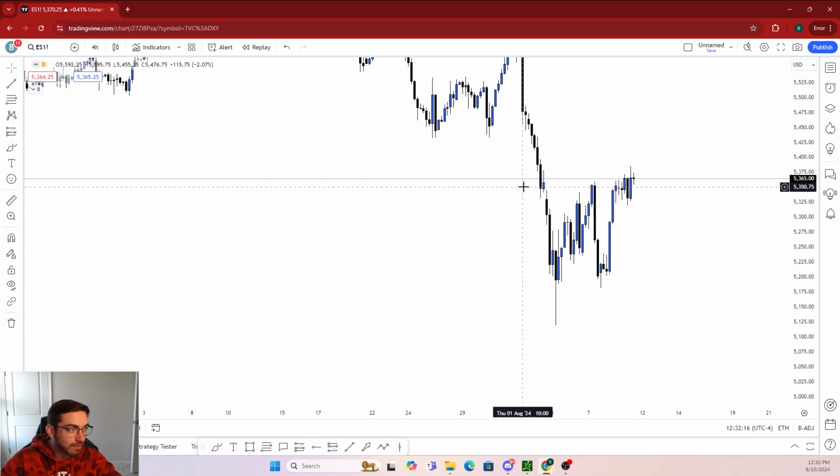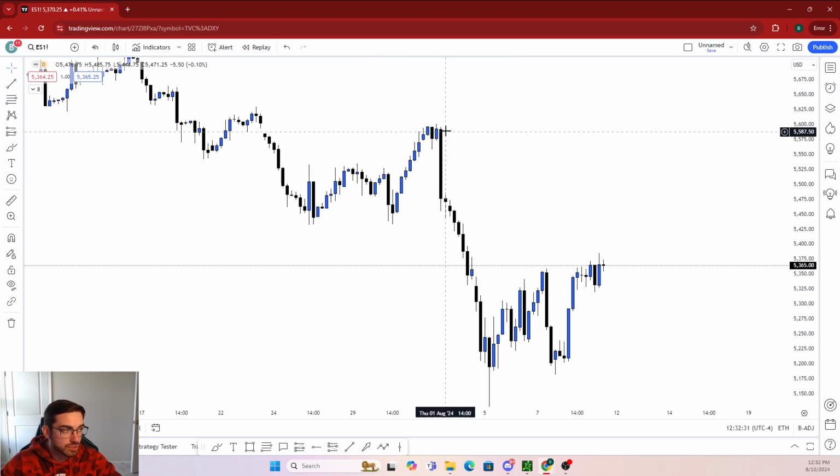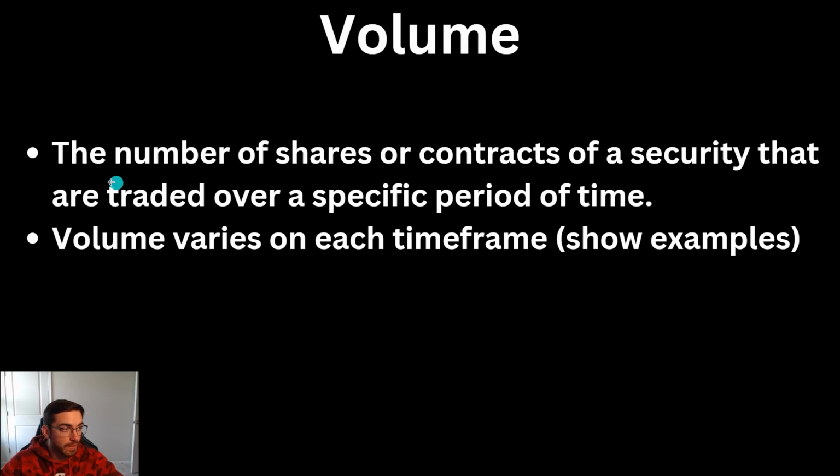But what if I told you none of these candlesticks matter without volume price analysis? So understanding what the actual candlestick is showing us is only part of the equation. We have to add volume to really understand what's going to happen next. So very quickly, what is volume? The number of shares or contracts of a security that are traded over a specific period of time.